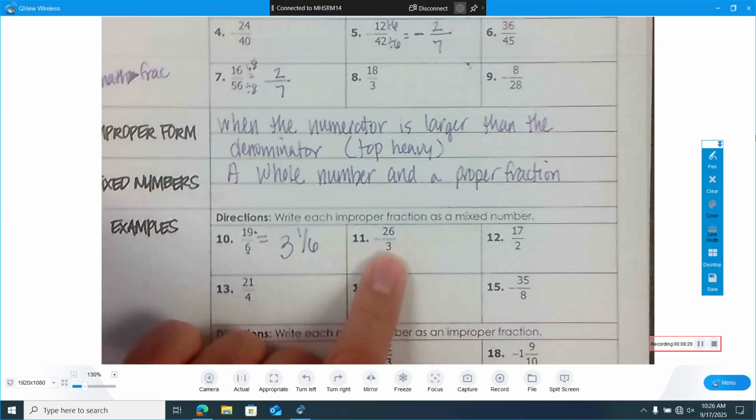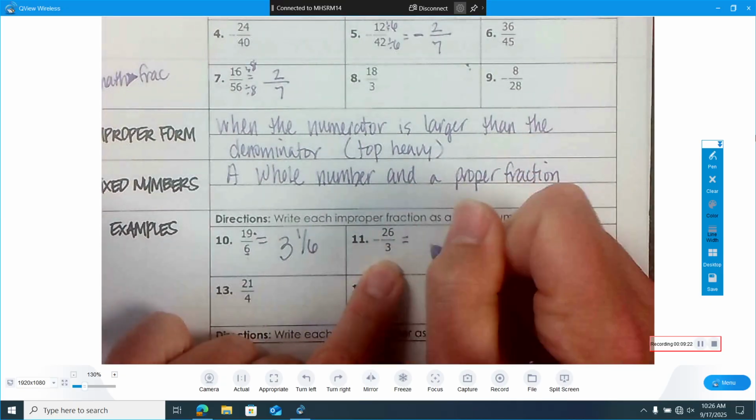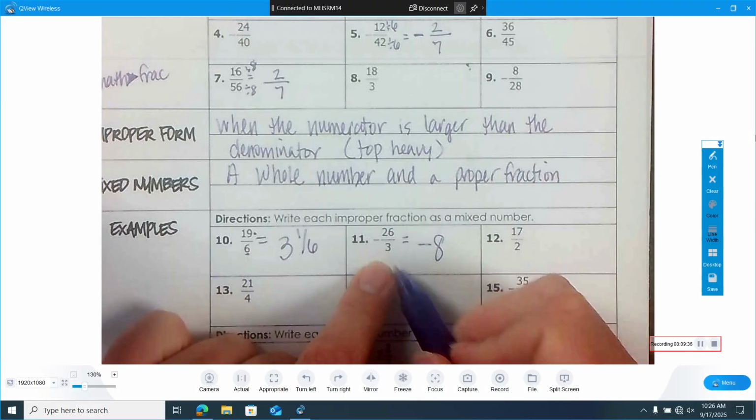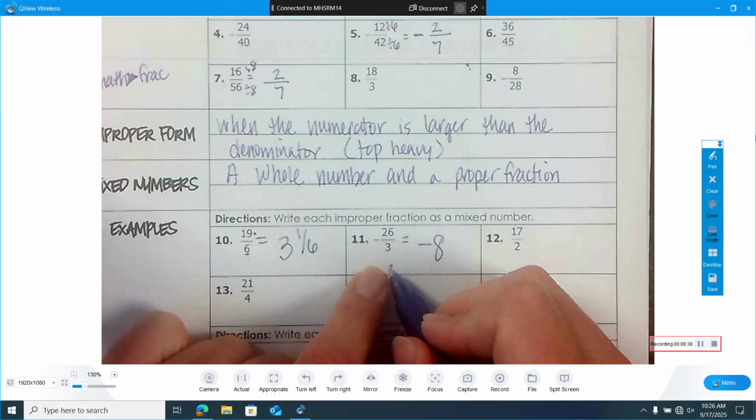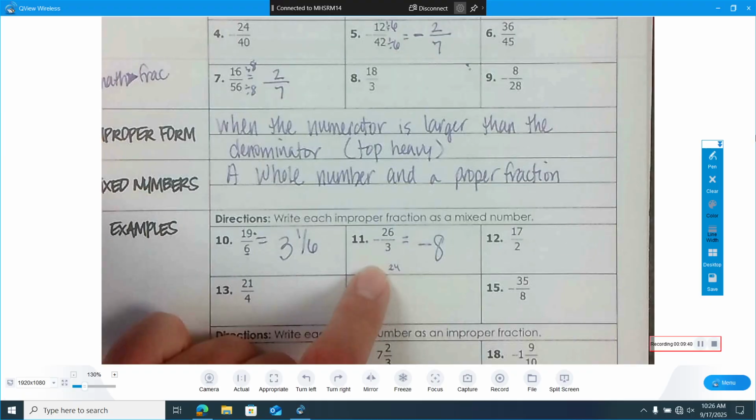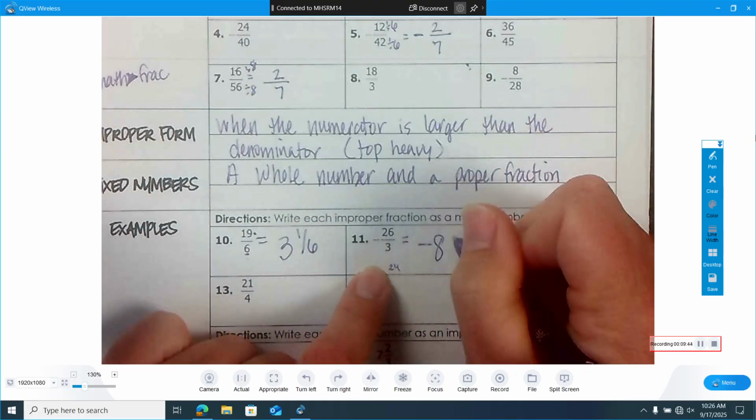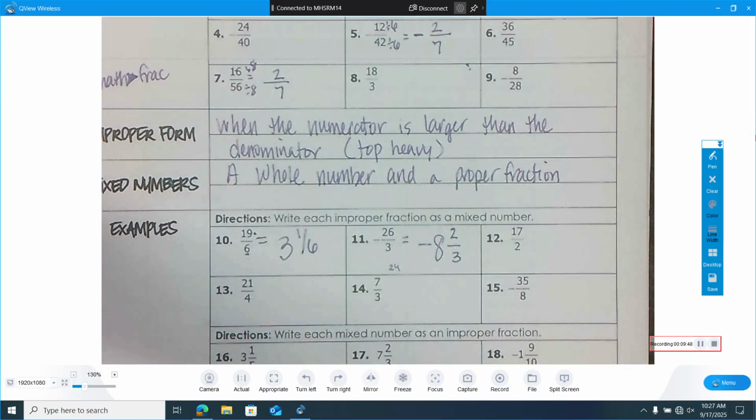No? Let's try another. This one happens to be negative, but the negative we're just going to take along for the ride. How many 3s go into 26? Because 8 times 3 is 24, so it gets us close. So we got 8 3s, that gets us to 24. And then the difference between 26 and 24 is 2/3. So 8 and 2/3.